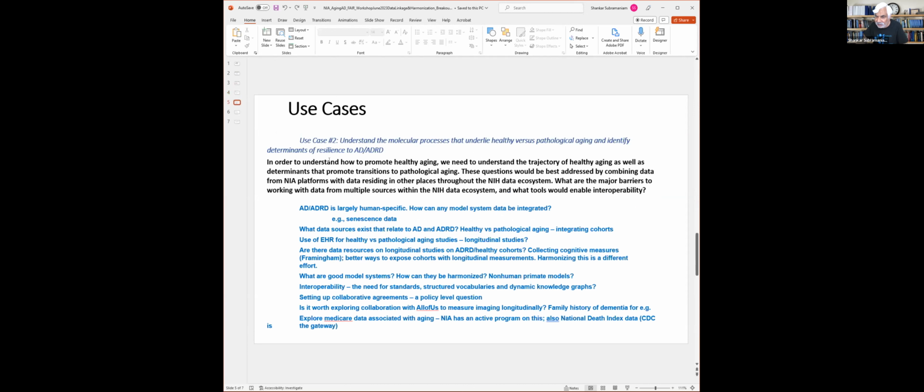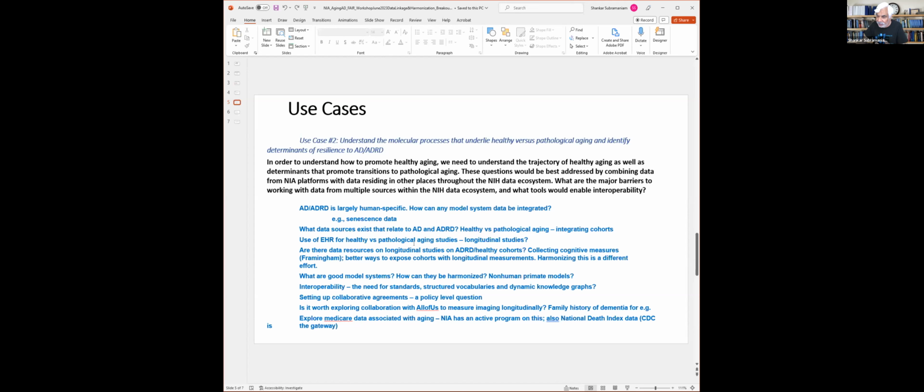The second example of use cases was understanding molecular processes. What are the challenges? ADRD is largely human specific, and can model systems be integrated? For example, senescence data. Primate models were brought up as good examples. What data sources exist that relate AD and ADRD? Healthy versus pathological aging, and how do we integrate cohorts? This was really posed as a challenge that needs to be addressed.